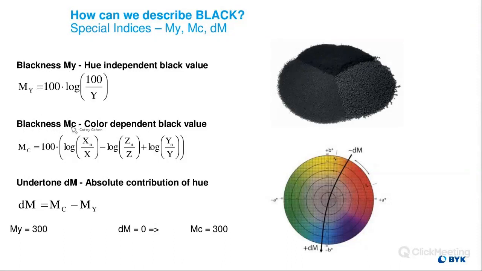We also have MC, which is the color dependent black value. Because this describes the hue of the black color, it takes into account all three tri-stimulus values, X, Y, and Z. And then we have the difference between the two, which is referred to as undertone or DM. And this is more than either of the others. This is the value that's more or less referred to as jetness.